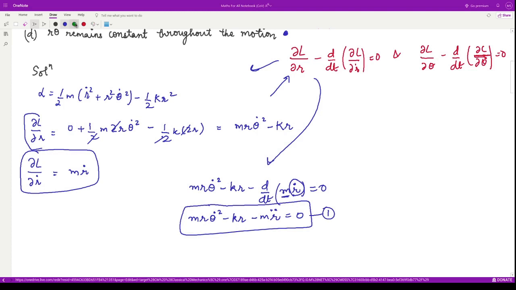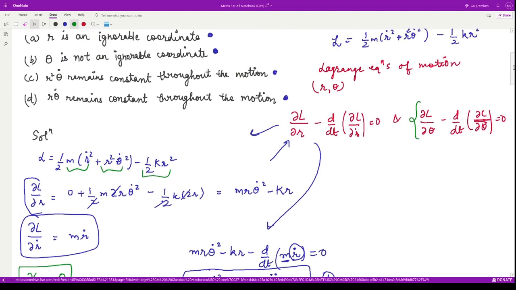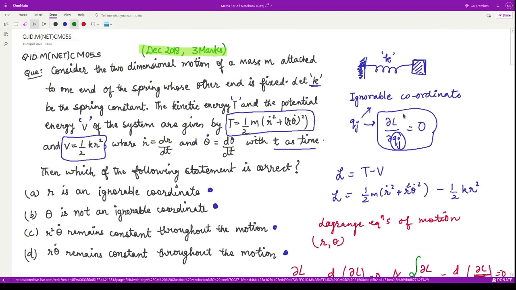Let us solve the other equation in the theta coordinate. Firstly, we have to calculate del L by del theta. As the first term does not contain theta, the second term does not contain theta, and the third also does not contain theta, it is simply equal to 0. So del L by del theta is equal to 0. So what can you say about theta? Is it an ignorable coordinate? Yes, theta is the ignorable coordinate, because del L by del theta is equal to 0. Accordingly, the option saying theta is not an ignorable coordinate is incorrect.